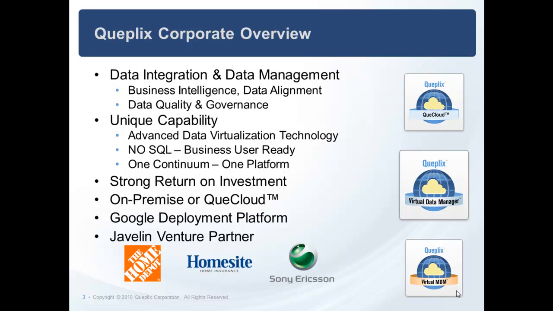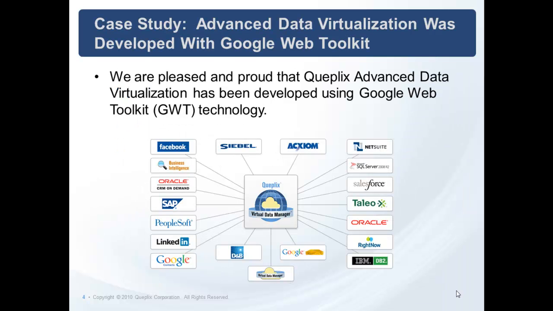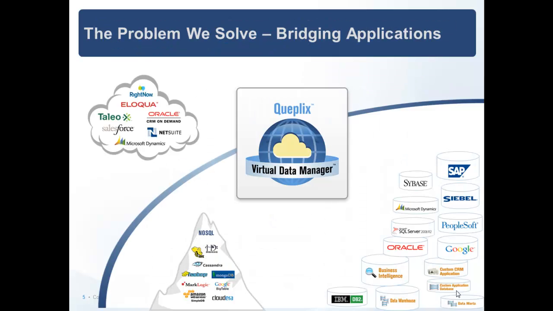Queplix is a data integration and data management company, and one of our core strategies for bringing advanced data virtualization technology to market was to find the right partners in the right development environment. Google provided that environment for us with the Google Web Toolkit. Google Web Toolkit was essential for us to build out the kind of interface that we wanted for our customers and our users. We wanted to support business users, not programmers alone. And Google Web Toolkit gave us everything we needed to leverage their capability for our success.